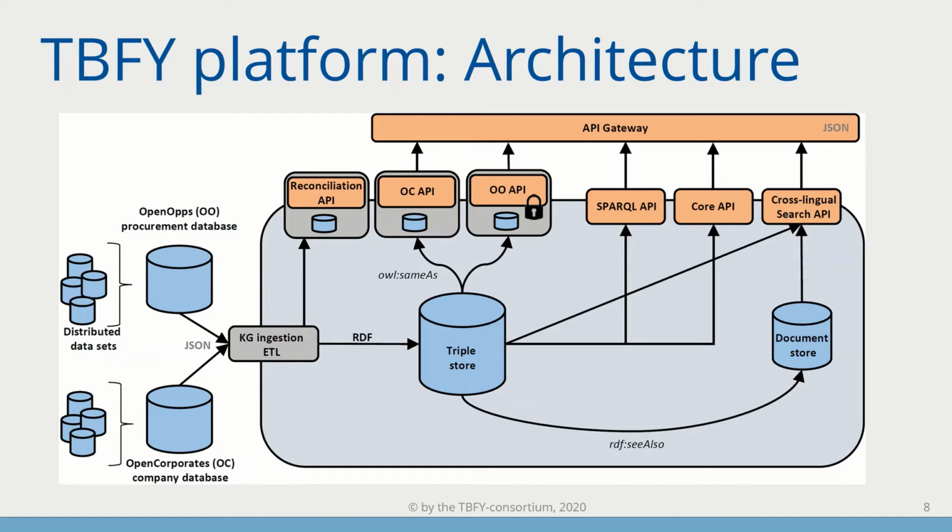RDFS seeAlso. For those cases where a URI is available for the original data sources, that is from OpenOpps and OpenCorporates, such a URI is also provided in the knowledge graph using the OWL sameAs statement, so that users could actually get additional information about tenders and companies with a different license or access rights, for example, for commercial use.